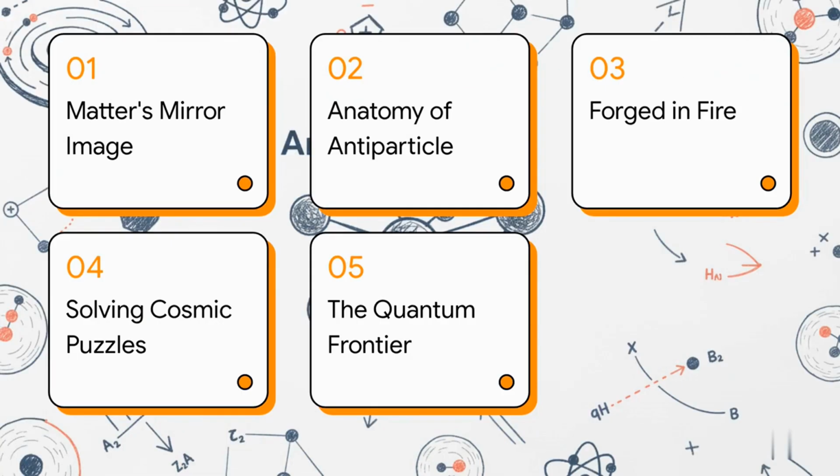All right, so to really wrap our heads around all this, we've broken down our journey into 5 main parts. We're going to look at where this whole idea of antimatter even came from. Then we'll get into the nitty-gritty of the anti-Ξ-Baryon itself. After that, how do scientists actually make the thing? Why does this little particle even matter? And finally, we'll look ahead to the kind of quantum future it might just unlock.